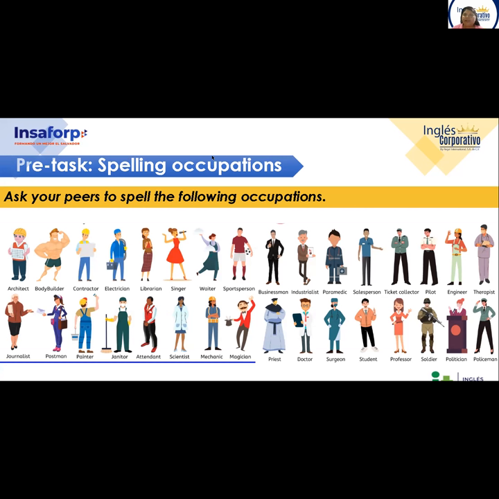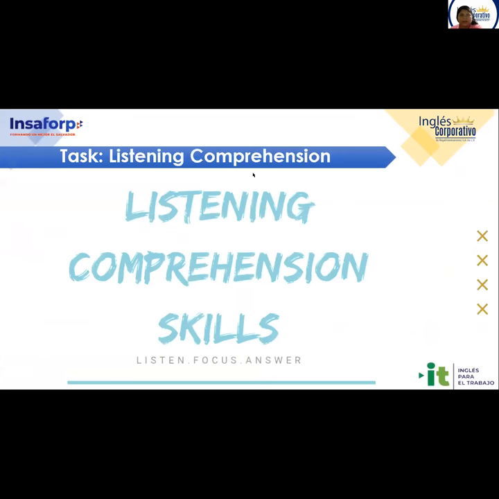Let's see somebody. Concepción, how do you spell painter? P-A-I-N-T-E-R. Excellent. Wow. Very fast. Emerson, how do you spell bodybuilder? B-O-D-Y-B-U-I-L-D-E-R. Okay, excellent, guys.